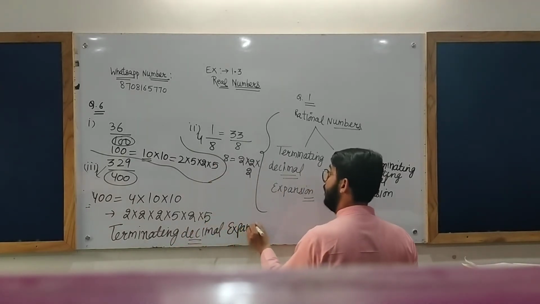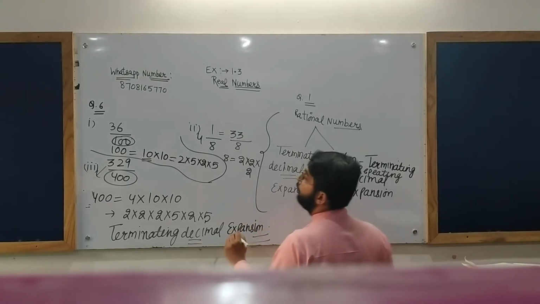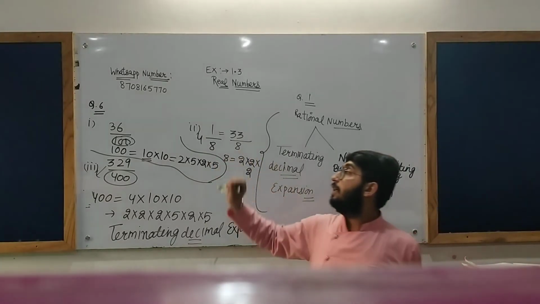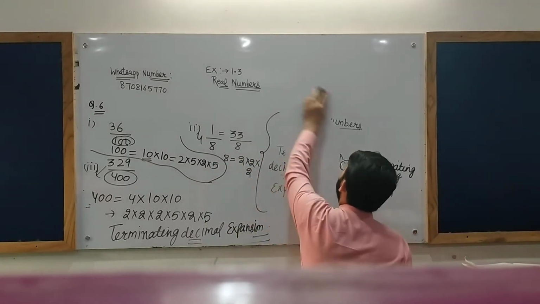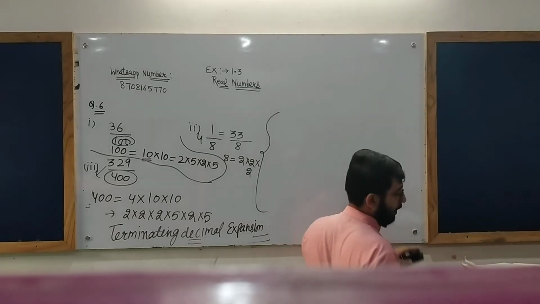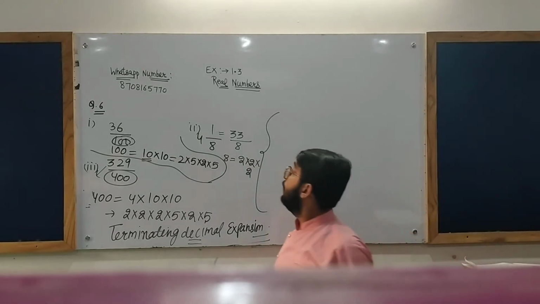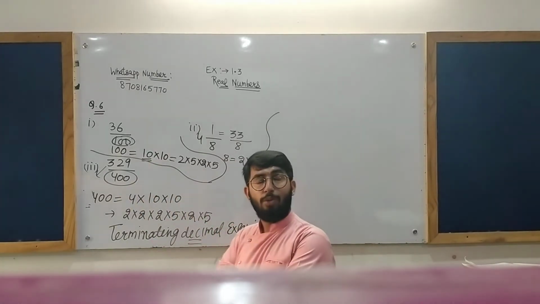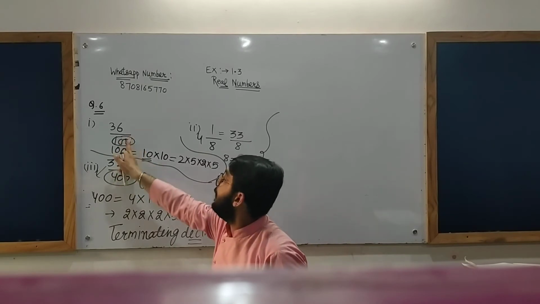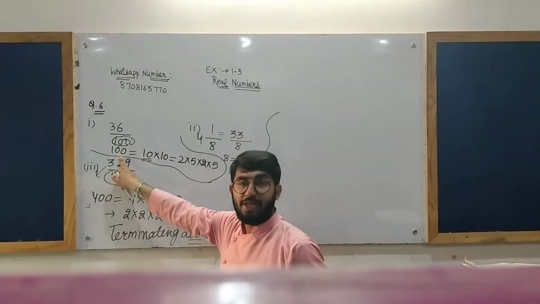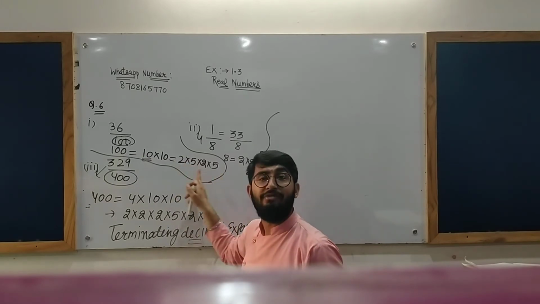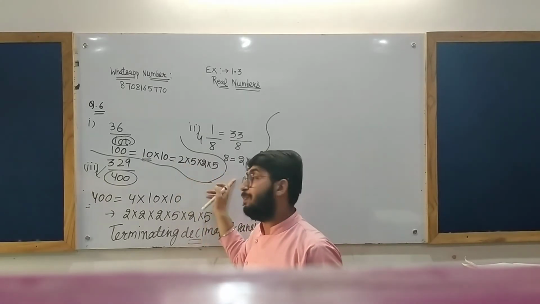We are to observe the property of the denominator. What property does the q, that is the denominator, satisfy? Let us see what property q satisfies for the rational number to have terminating decimal expansion. The denominator of 36 by 100, which has a terminating decimal expansion, has 2 and 5 as prime factors.